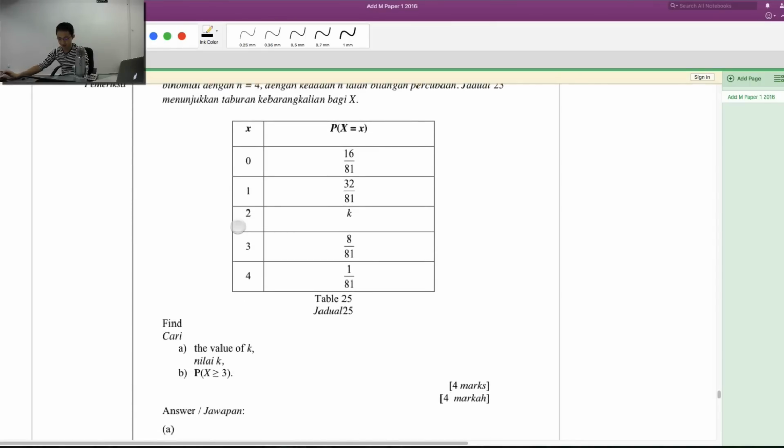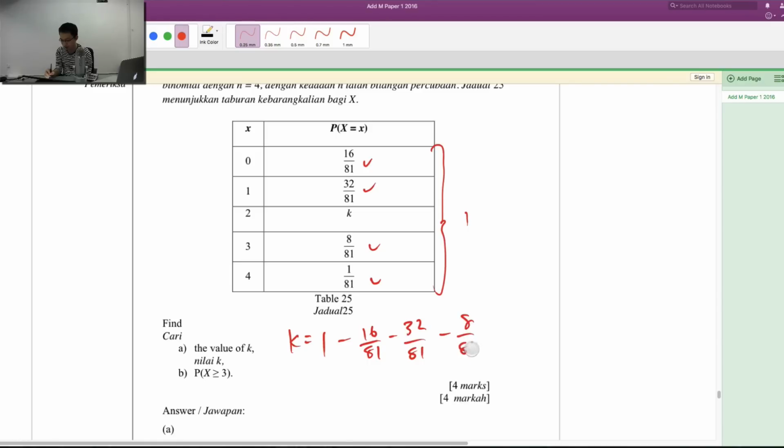Find the value of k. So the first thing is you have to understand all the probabilities added together must equal 1. Alright, so you can get k easily. So k basically, k equals 1 minus all the values here. So 1 minus 16 over 81, minus 32 over 81, minus 8 over 81, minus 1 over 81. Alright, so use calculator to do that. So 81 minus 16, minus 32, minus 8, minus 1. So I will get 24 over 81.